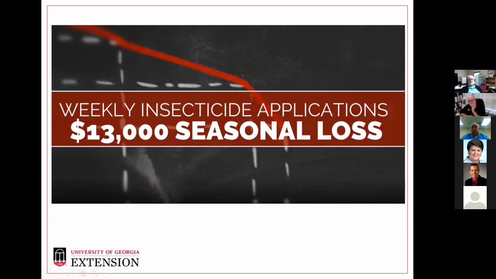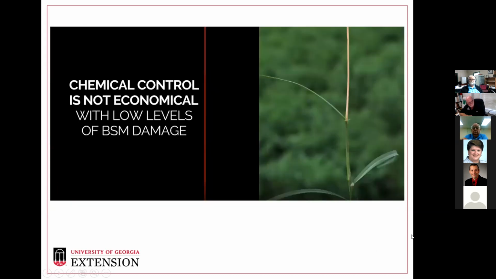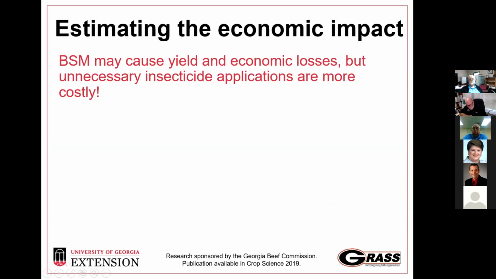Weekly insecticide applications would cost $13,000. Without insecticide, the hay is still worth $4,000. So chemical control is not always economic with low levels of stem maggot damage. So BSM may cause yield and economic losses, but unnecessary insecticide applications are more costly.